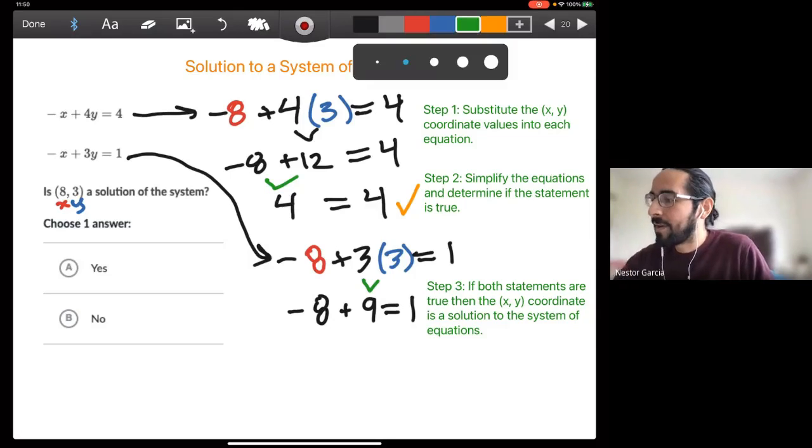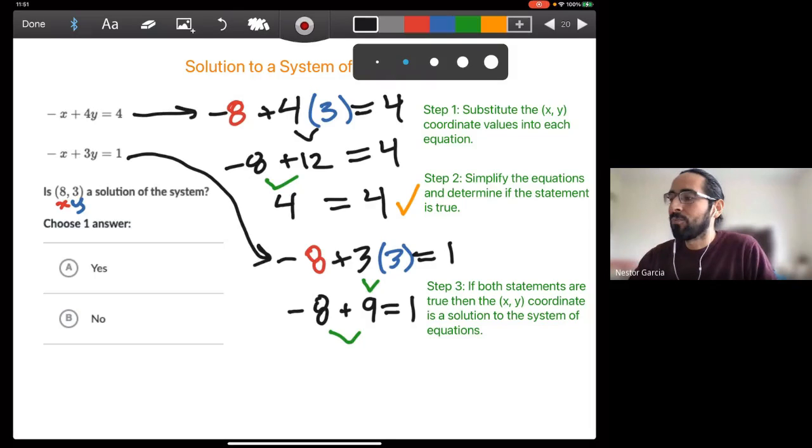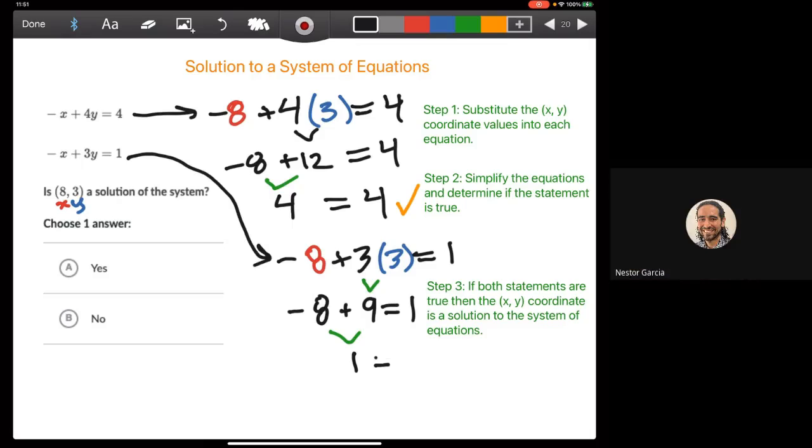Let's continue to simplify by adding negative 8 to positive 9. Negative 8 plus positive 9 does give us a positive 1. And that is equal to 1. Yes, it is. So we have two true statements, meaning that, as step 3 says, if both statements are true, then the xy coordinate is a solution to the system of equations. So therefore, in this problem, our solution is true. So we would select the option yes.